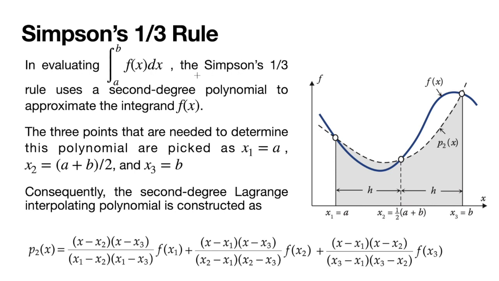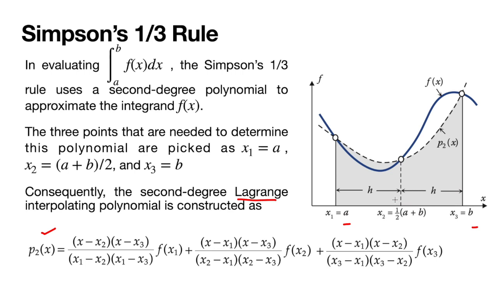In evaluating this function with Simpson's 1 by 3 rule, we will use a second degree polynomial. For a second degree polynomial we will have to use 3 points, so you can refer to what we did in interpolation when we studied Lagrange interpolation. This is the formula for the second degree polynomial. It uses x1, x2 and x3, 3 points, so the limiting points and the midpoint are being used here.